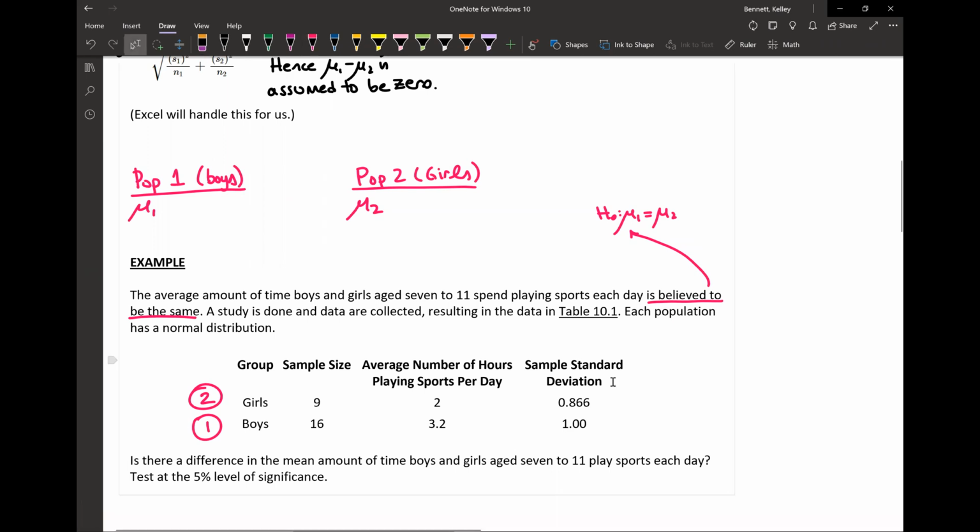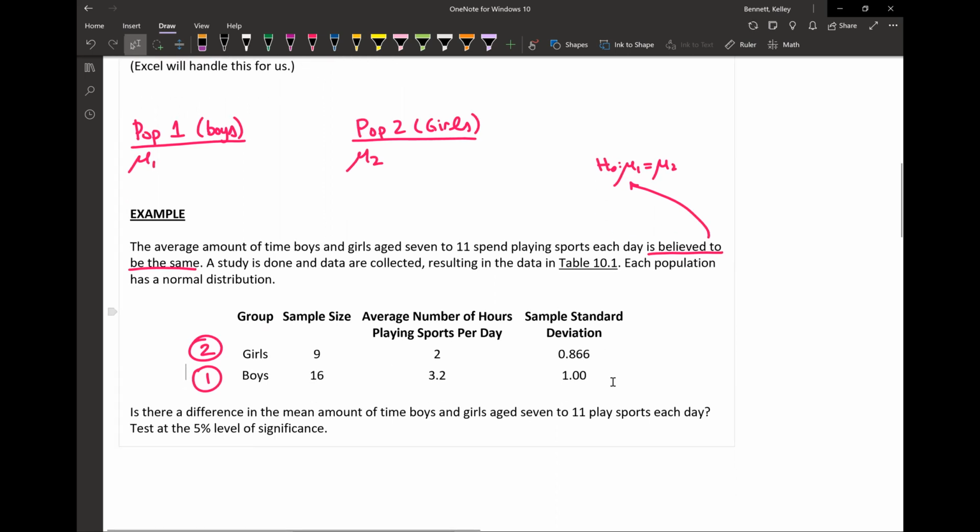So the 9 needs to go with the 2, needs to go with the 0.866. Right? That's all the girls' information. The 16 needs to stay with the 3.2 and the 1.00. That's all the boys' information.